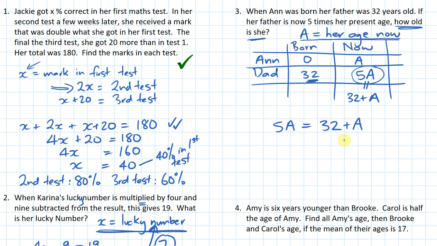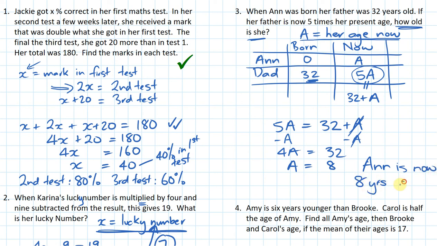I can subtract A from both sides, and what that does is it collects my A's together. So when I do that, I'm left with 4A equals 32. Those 2 cancel, that one and that one. And then just dividing both sides by 4, A is equal to 8. So last thing in a word problem, just write a little sentence. Anne is now 8 years old.